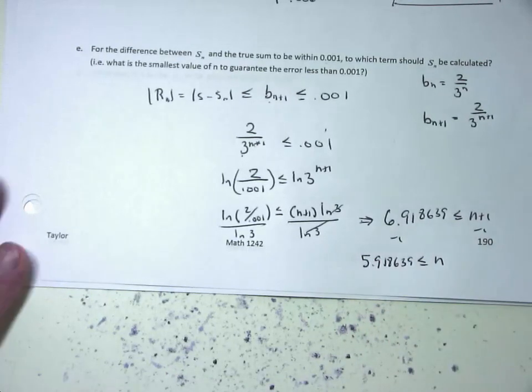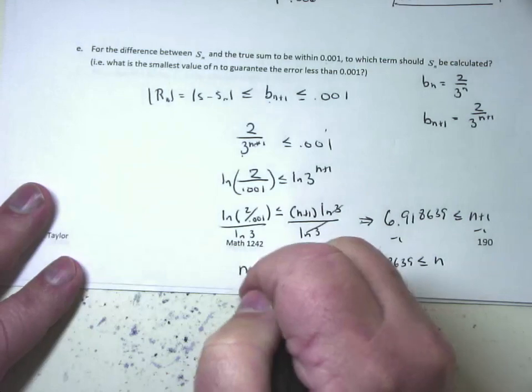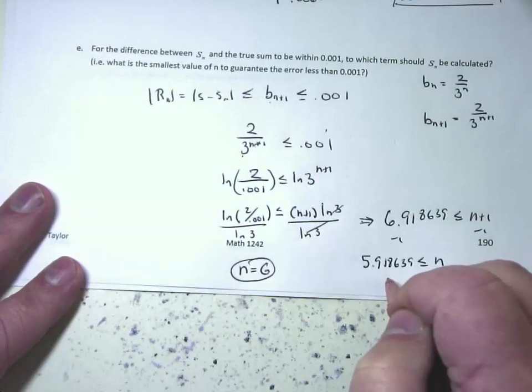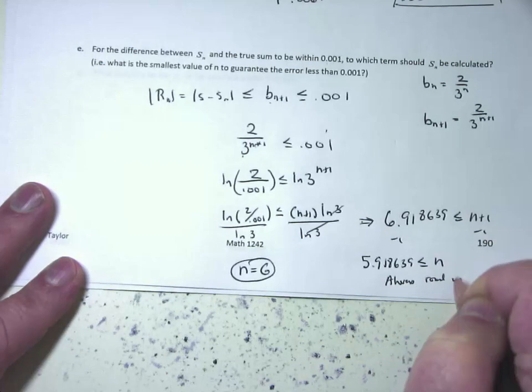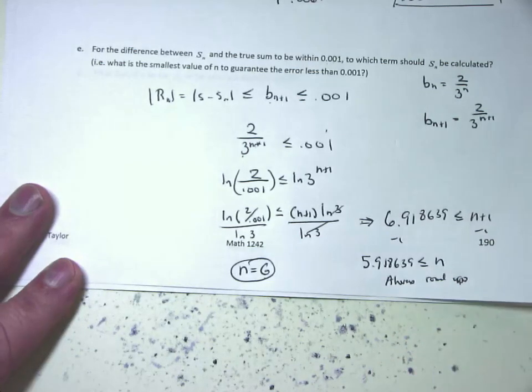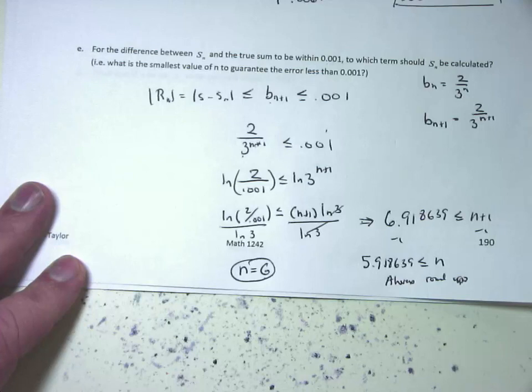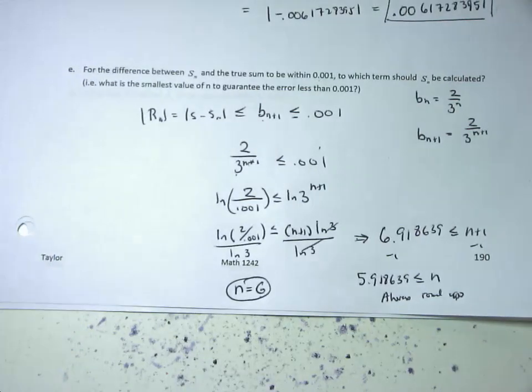But remember what I said about n's. You can't have a decimal, I don't care if it's 0.0 whatever. You cannot have a decimal of a partition or a sequence. So how many terms do I need to take it out to? Always round up. The answer is 6. I need to take out 6 terms if I want this tolerance. Does that make sense? All right.